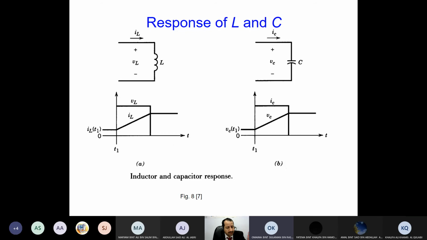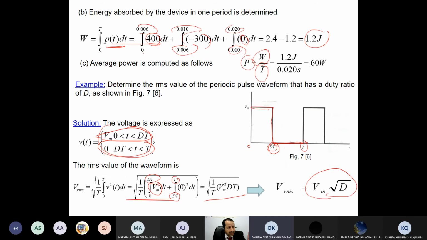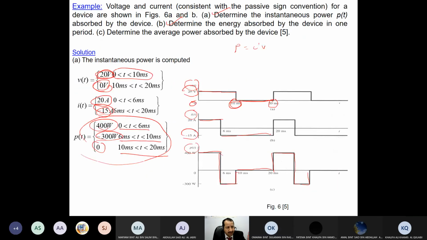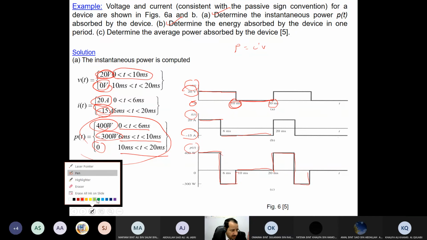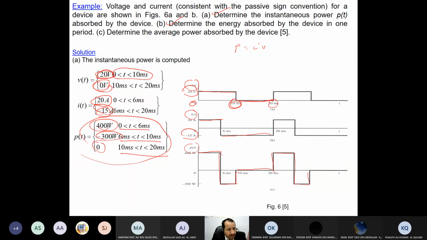Doctor, please repeat part A. Part A? Yes. Which one? This part A here? Yes. Okay, equations and how to find. Okay, let me change the color. Okay, have a look here.